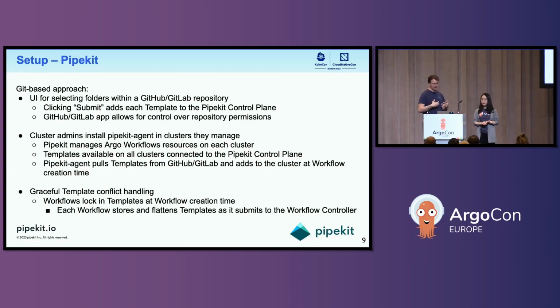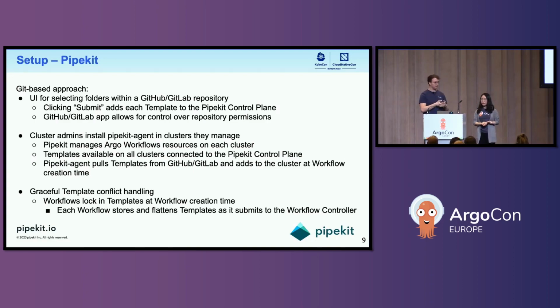PipeKit is going to be managing Argo Workflows resources on each cluster, and then the templates that we have connected through GitHub or GitLab will then be available on all of the clusters through the PipeKit control plane. And the PipeKit agent deployment will then pull the workflow templates from GitHub or GitLab and add them to the cluster at workflow creation time.